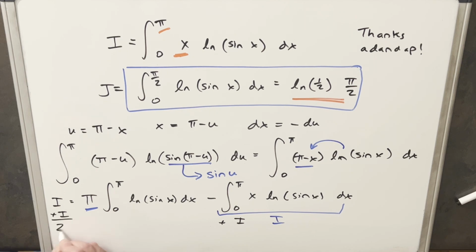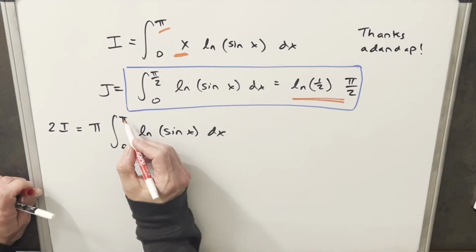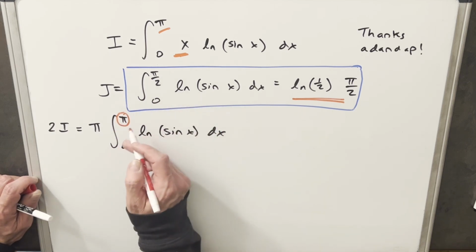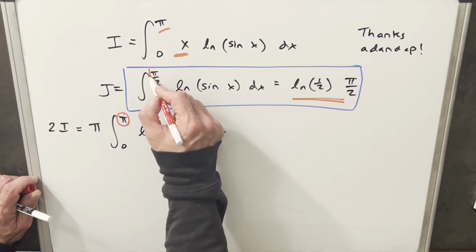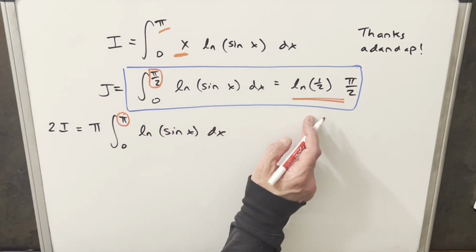This is going to give me over here, we're going to have 2i, and this is going to cancel here. And so we just need to solve for this piece over here. Okay, now at this point for me, this is actually really interesting where we have the situation where we have this upper bound pi, and over here we have the upper bound pi over 2. And if we could just change this bound, we already know what the answer is.